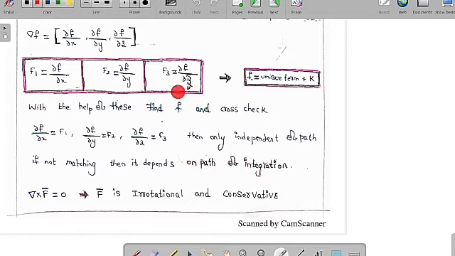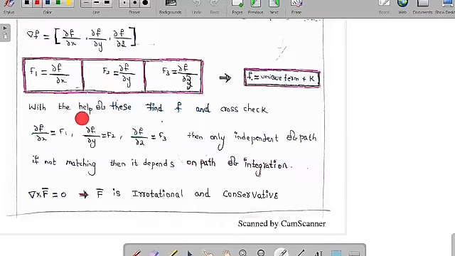So now, with the help of these, we find f and cross check. With the help of this, do the partial integration with respect to x here, and with respect to y here, and with respect to z, and try to find the terms and keep some constant k, and try to cross check whether it is going to satisfy or not. If we get this satisfaction, only then can we say it is independent of path, otherwise it depends upon the path. So dou f by dou x is equal to f1, dou f by dou y is equal to f2, dou f by dou z is equal to f3. Then only is it independent of path. If not matching, then it depends upon the path of integration. Means try to do partial integration with respect to x, with respect to y, and with respect to z, and find f.